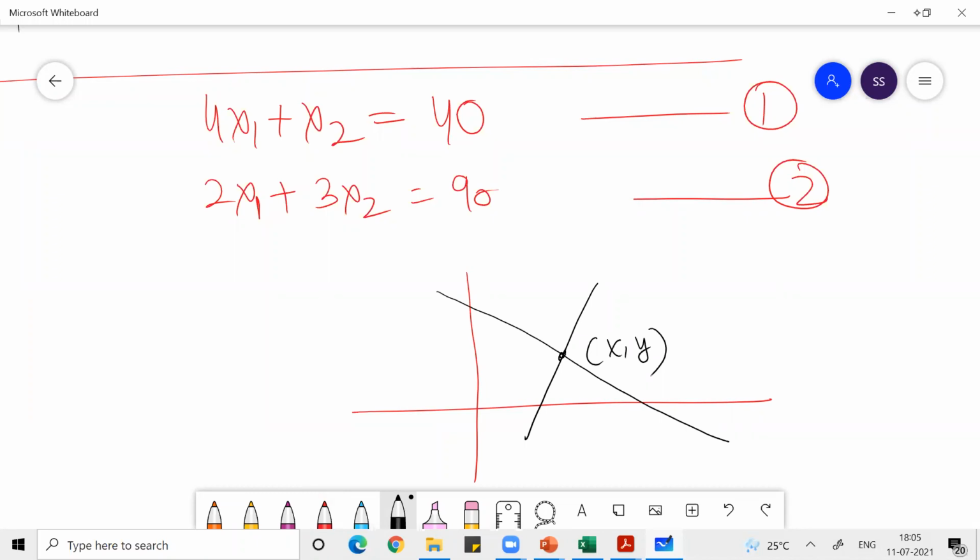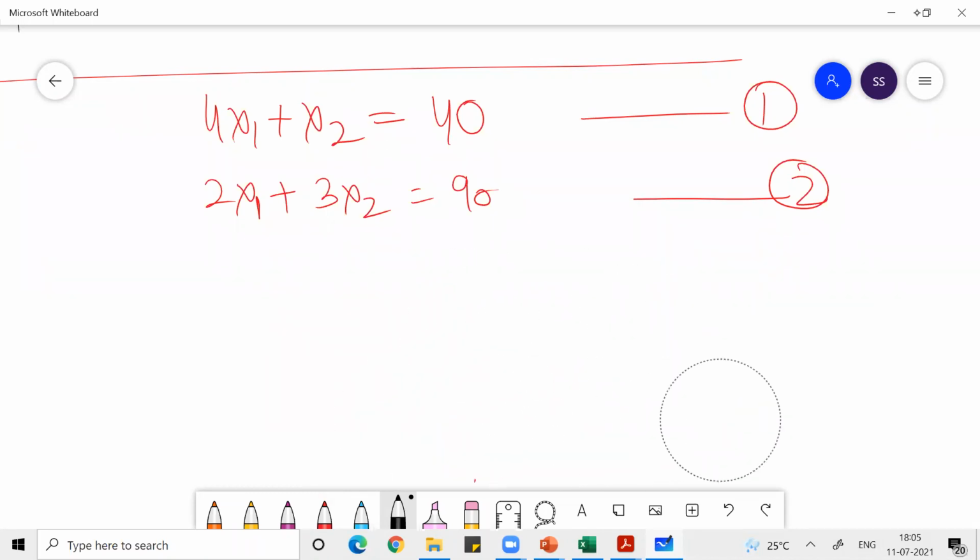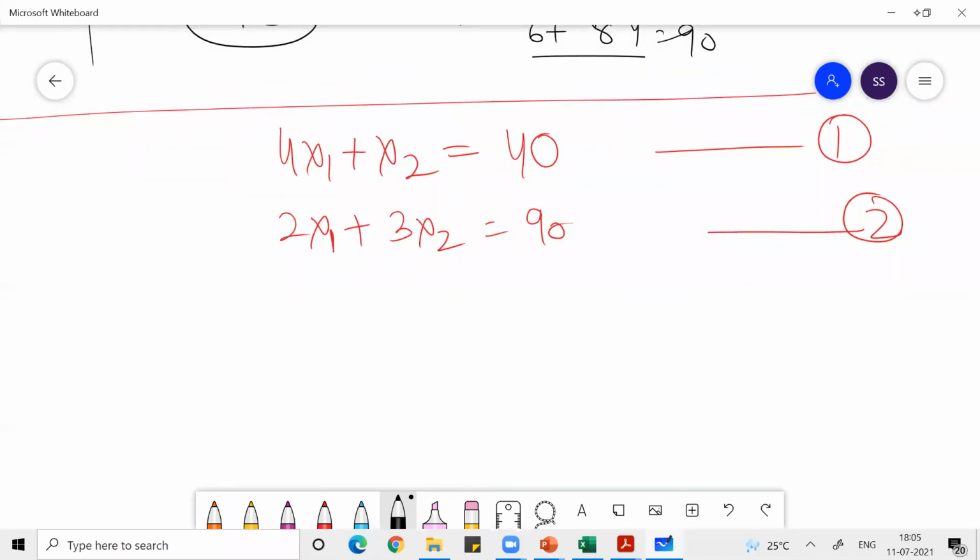Now the question comes, sir, I don't have graph paper. So without graph paper, how will I be able to solve, sir? Then you can solve again the same problem. How will I be able to solve? By cancelling the x1 and x2. How will you do that, sir?